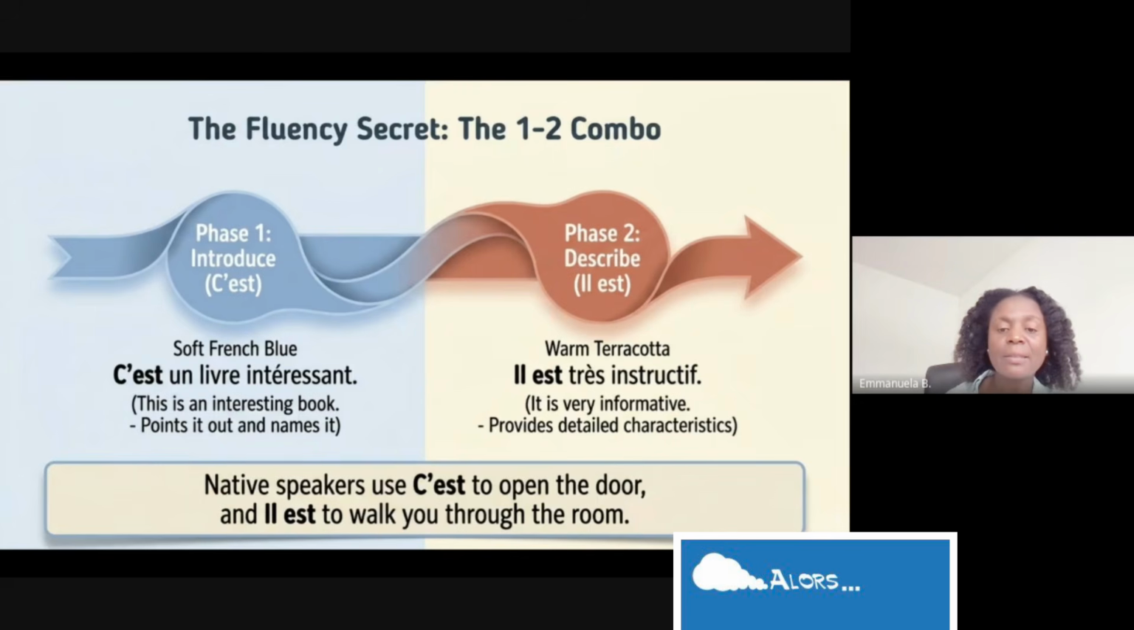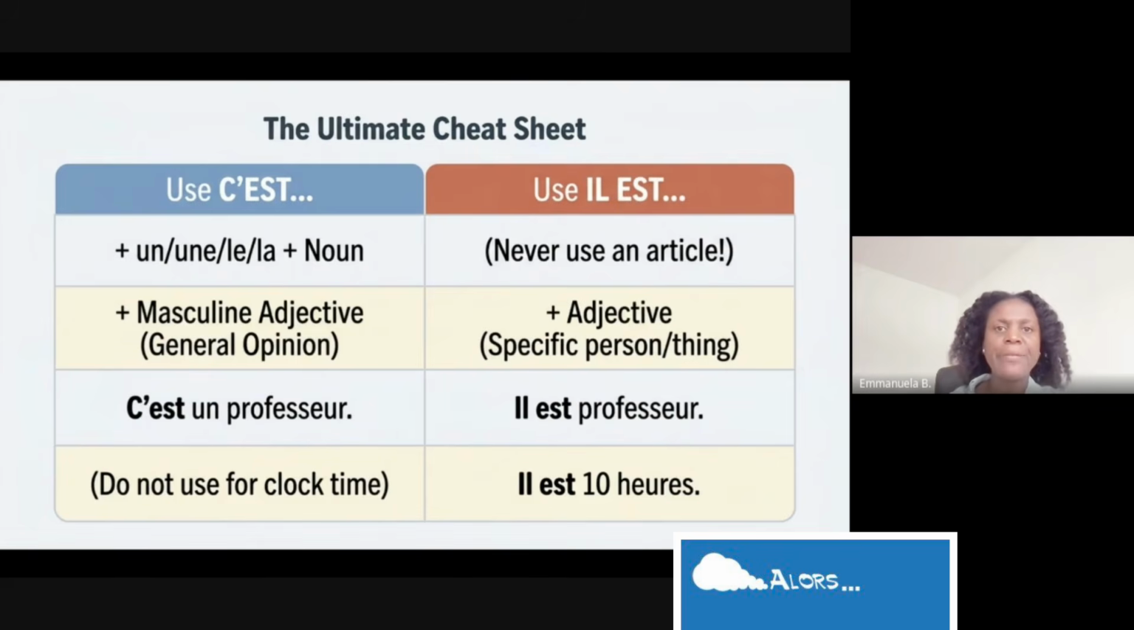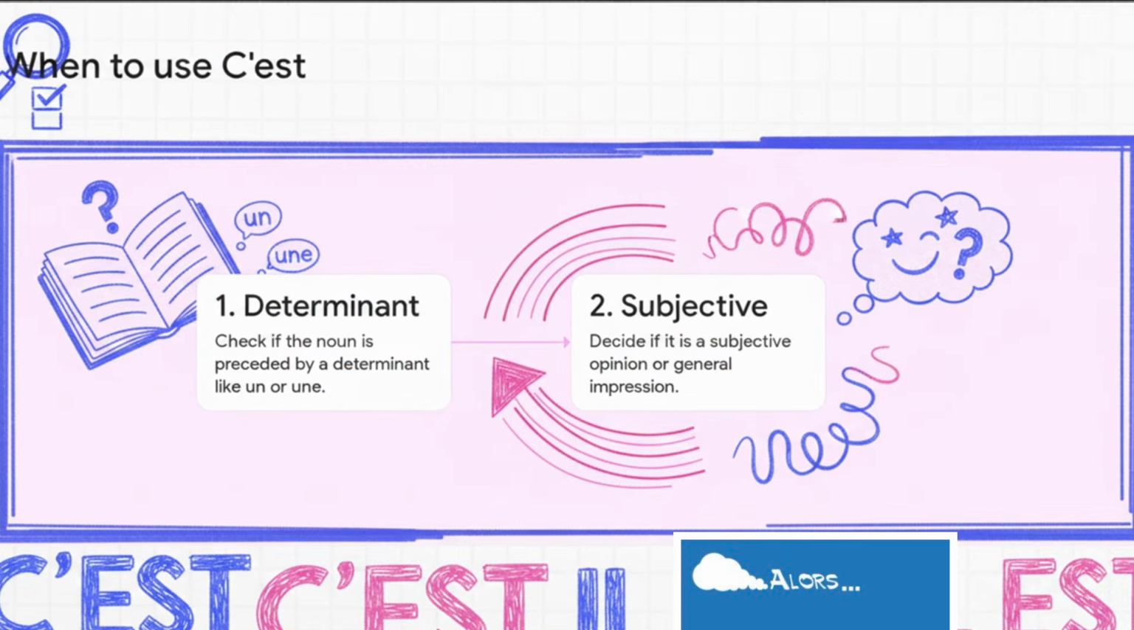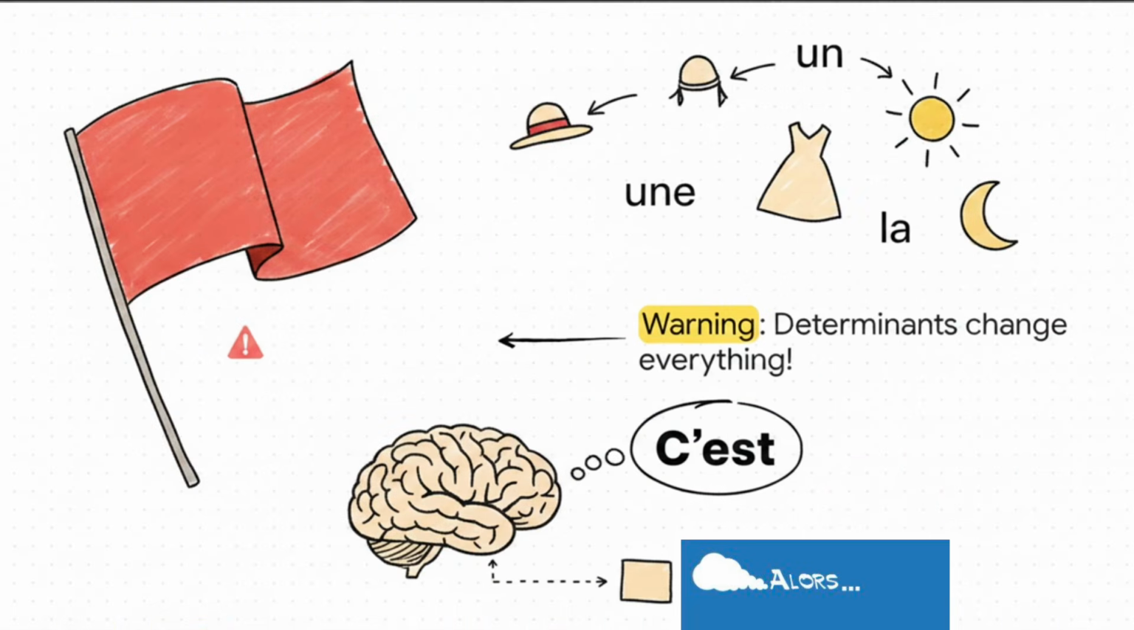And then, second, you describe it, saying il est très instructif. This is your recap. Step 1, look at your sentence and check for a determinant. That's your article, your possessive, or your demonstrative adjective. Step 2, just ask yourself, am I making a subjective statement or am I just pointing something out? Think of this next part as a massive, glowing red flag for your grammar brain.